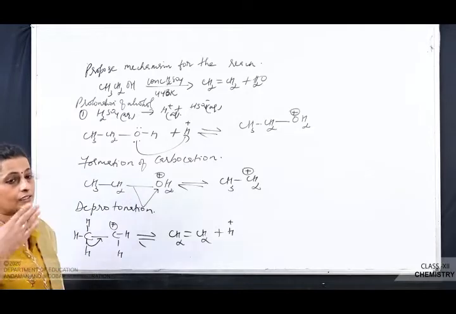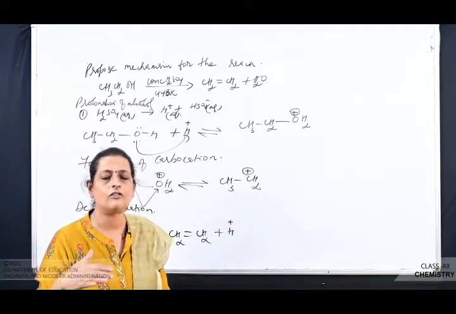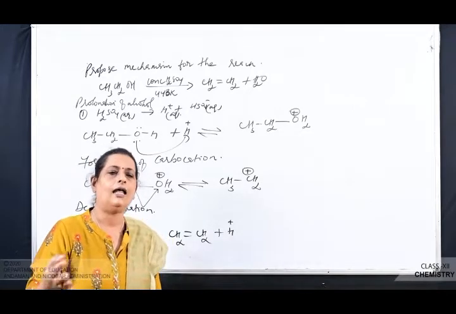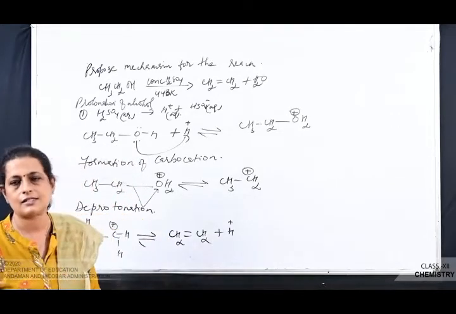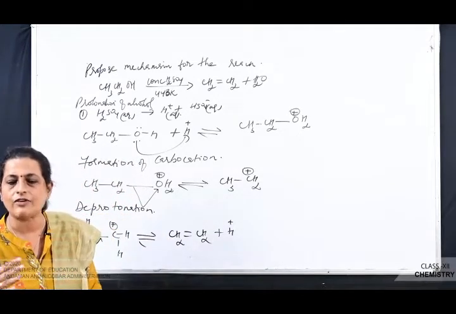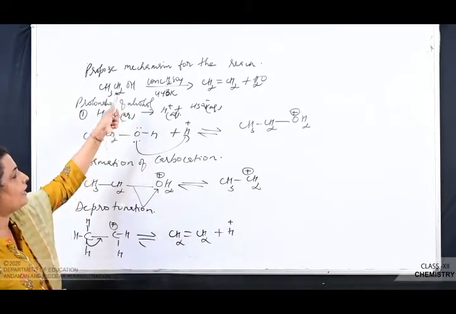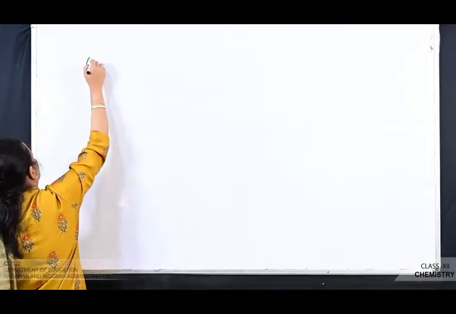The same property we will also be studying in ethers. Dehydration of alcohol can also give what? Ether. Alcohol on dehydration gives you ether. Alcohol on dehydration gives you what? Alkene also. So the difference is that the amount of alcohol which you take will be different. So this is the mechanism. So here it's dehydration of alcohol to give you what? Alkene. Next is oxidation of alcohol.